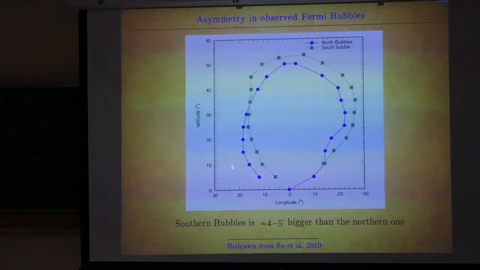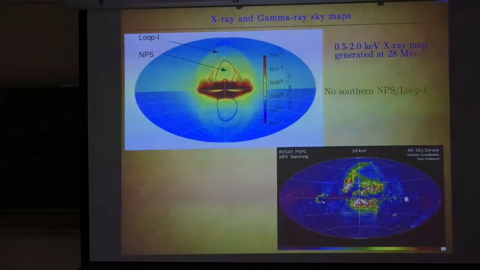So what I plotted here is both the Fermi bubbles in one canvas. The magenta lines show the northern one, and the green line shows the southern one. And it appears that the southern one is roughly 4 to 5 degrees bigger than the northern one, except for this push from the left side. So I think this is still consistent, and it is encouraging that the southern one is actually bigger.